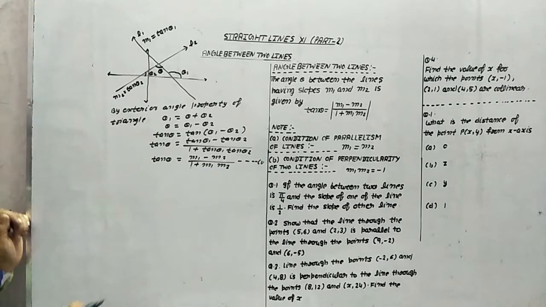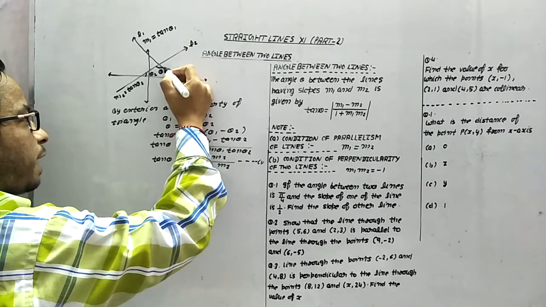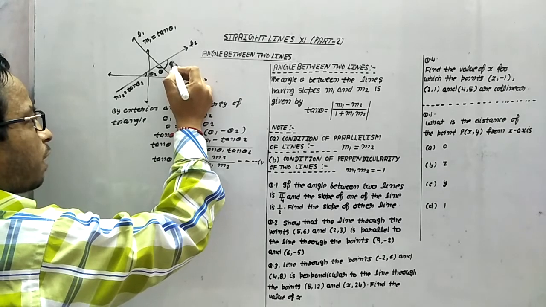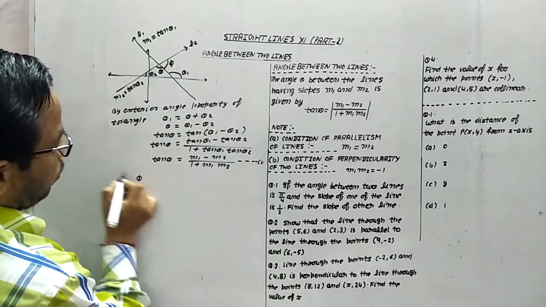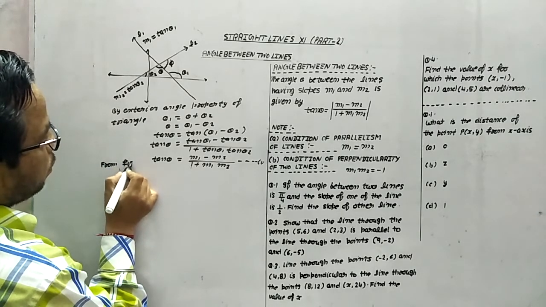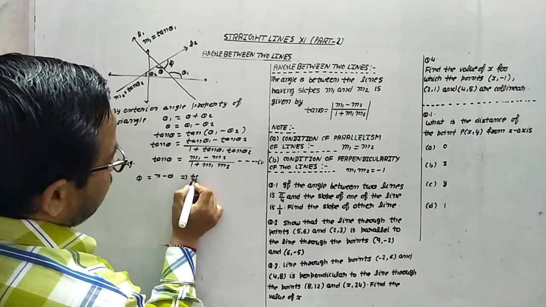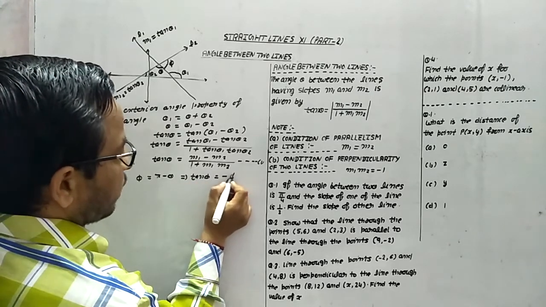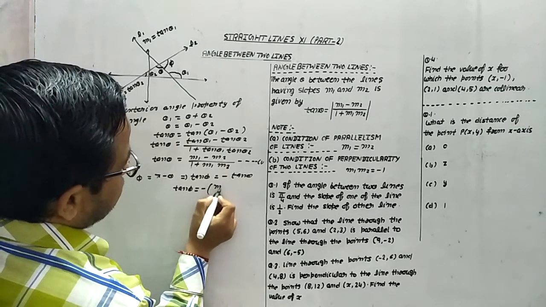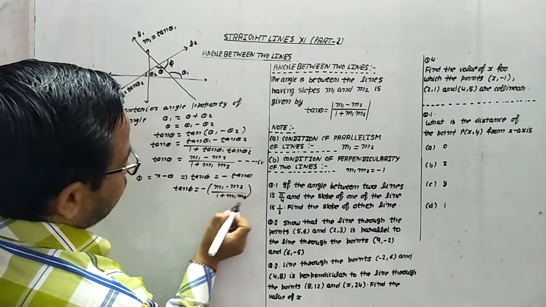Now we have to observe this thing. If two lines are intersecting, then there are two angles at the same time. Let us suppose this angle is theta. Consider this angle is phi. From the figure, what we are observing, this phi is equal to pi minus theta. It means tan phi is equal to minus tan theta. It means tan phi is equal to minus (m1 minus m2) upon (1 plus m1 m2). This is equation number 2.